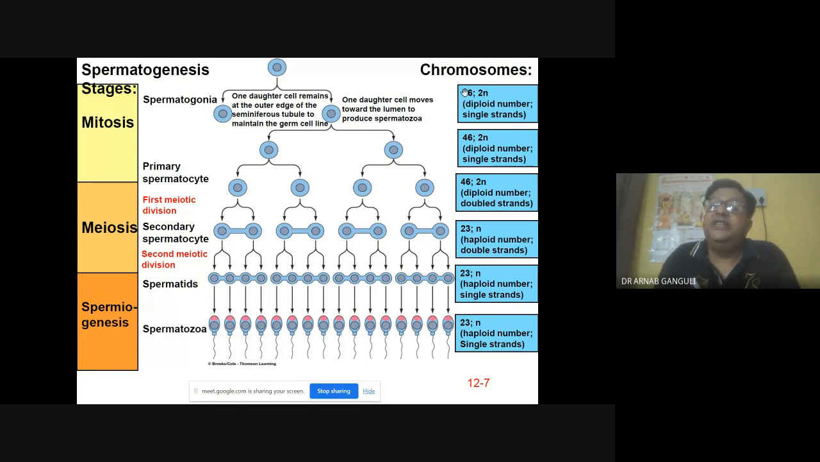It has 46 chromosomes, that is 2N, the diploid number. One is making spermatozoa, and this one makes two, still 46 and diploid. The primary spermatocyte undergoes the first meiotic division. This 2N becomes N. The second meiotic division, which is the same as mitosis, gives 23. The haploid spermatids are formed, and finally the matured spermatozoa are formed.